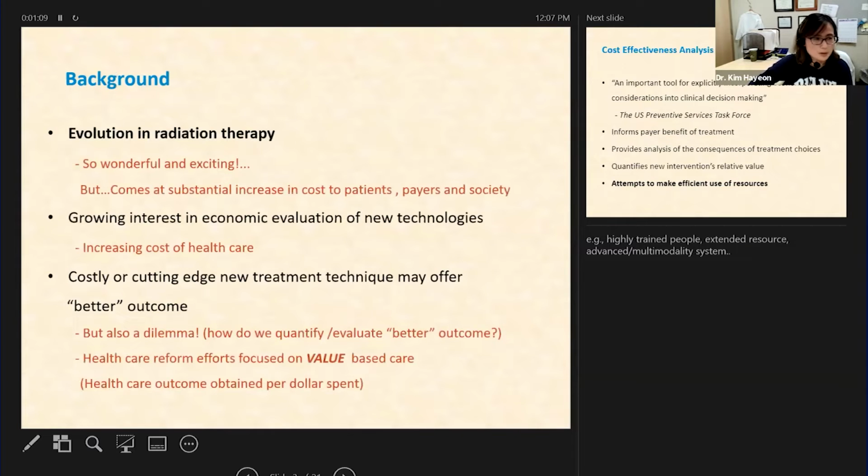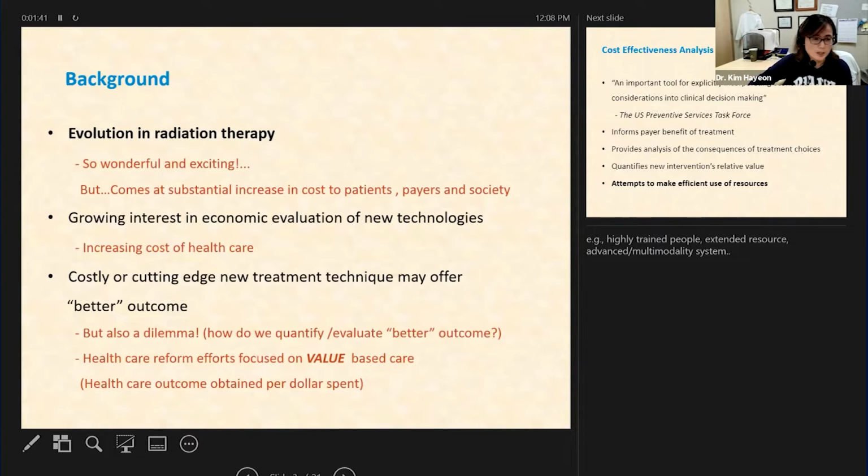So the background, as we all know, is that there is a very rapid evolution in radiation therapy. It has been so wonderful and exciting. However, we also need to pay a lot more money, an increase in cost to patients, payers, healthcare, and all of society. That's why there is a growing interest in economic evaluation for all the new technologies in radiation therapy. However, it comes with a cost.